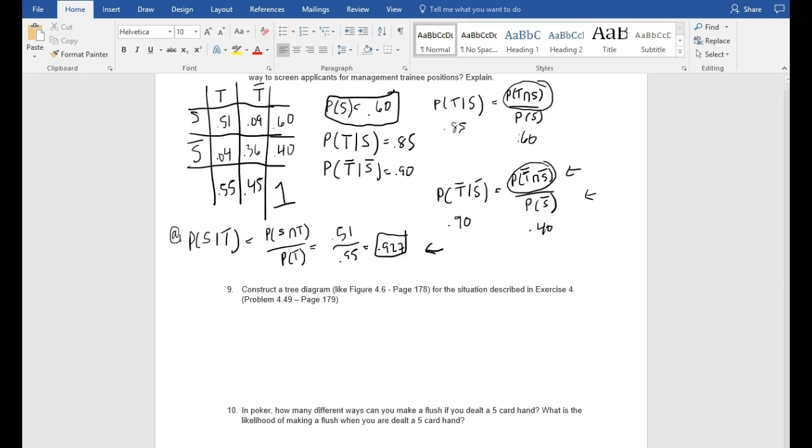So then we move on to 9, and it is just construct a tree diagram for the situation described in exercise 4. And I actually believe I already did that in the lecture. So we'll just say, okay, already. Yeah, I did do that. So we'll go on to 10, and this will be our combinations problem.